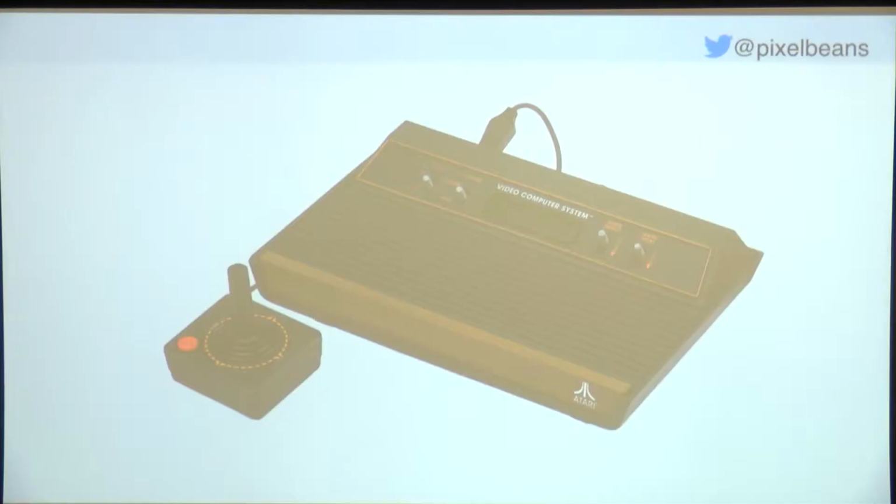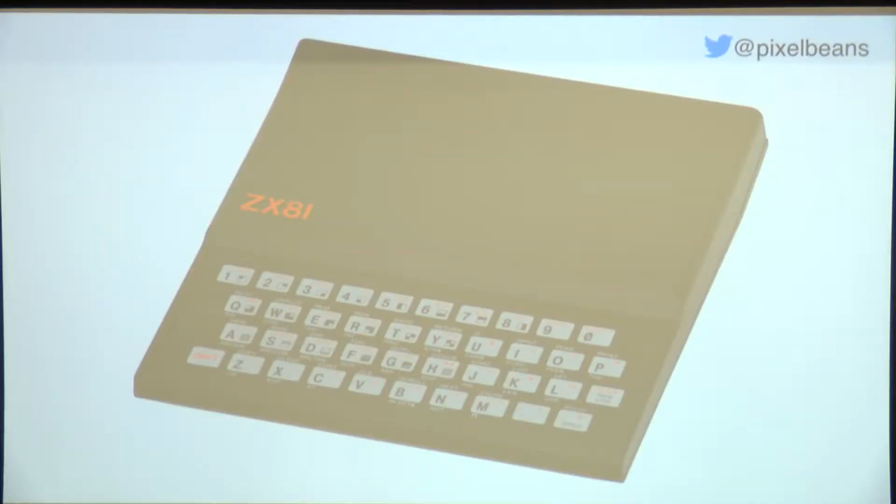And this was done on computers like this. This is the Atari 2600. It sold about 30 million units. And it was known as Woody because it was made of wood. And then the ZX81, developed by Sinclair Research.